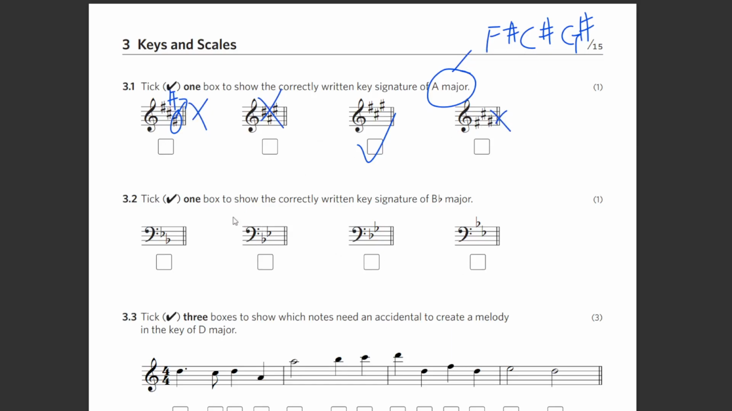Next, B flat major. Tick one box to show the correctly written key signature of B flat major. For B flat major, you have B flat and E flat, right? And the B flat is this B flat, not this B flat. So this is out. B flat and E flat, so this is correct. The rest are not B flat and E flat. You must start off with B flat, then E flat, it cannot be E flat, then B flat. This one is D flat and G flat, which is also out. So this is the correct answer.